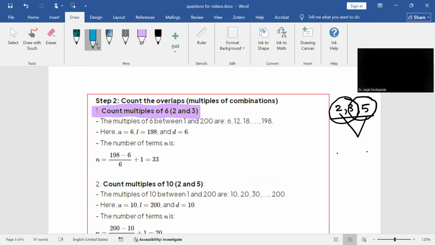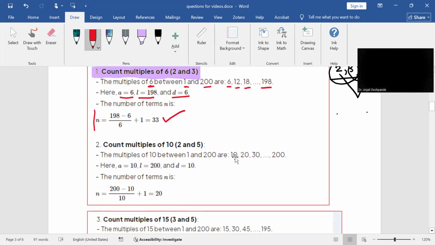Here we are first looking at multiples of 6, because 2 into 3 is equal to 6. Between 1 and 200, the numbers will be 6, 12, 18 and so on up to 198. The first number is 6, the last number is 198 and the common difference is 6. Once again, we use the earlier formula: L minus A, which is 192, divided by 6, which is 32, plus 1 is 33.